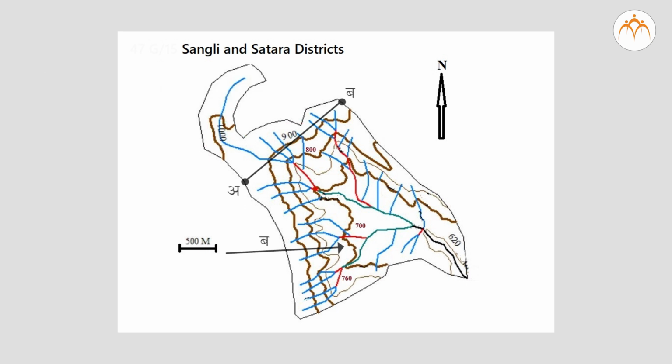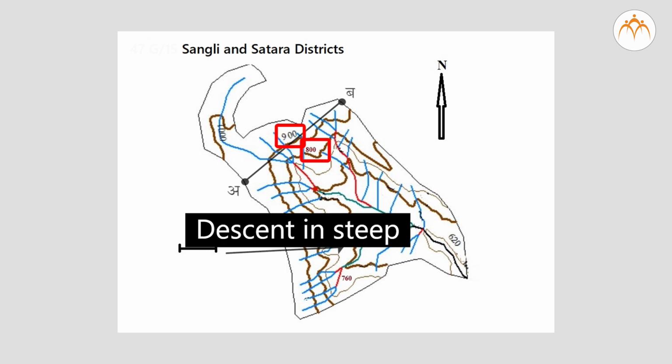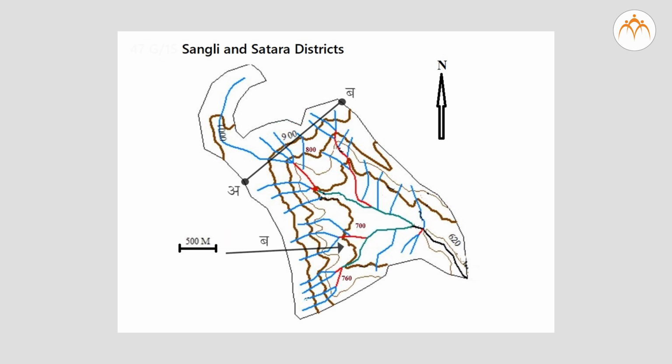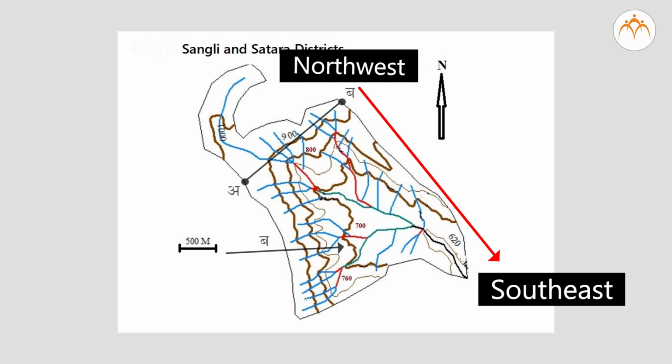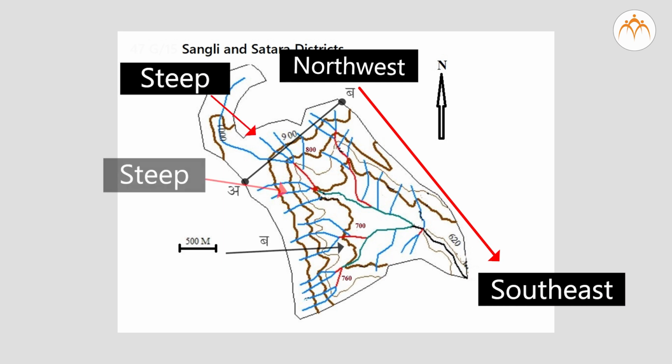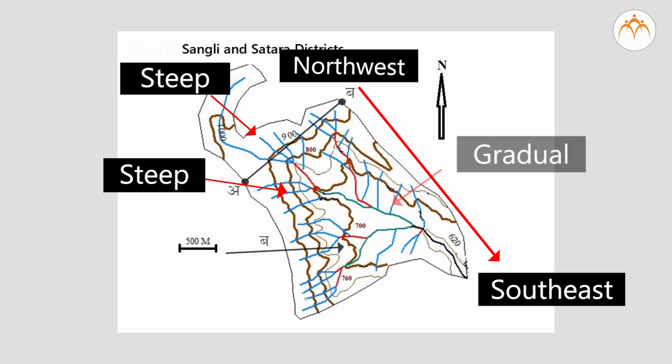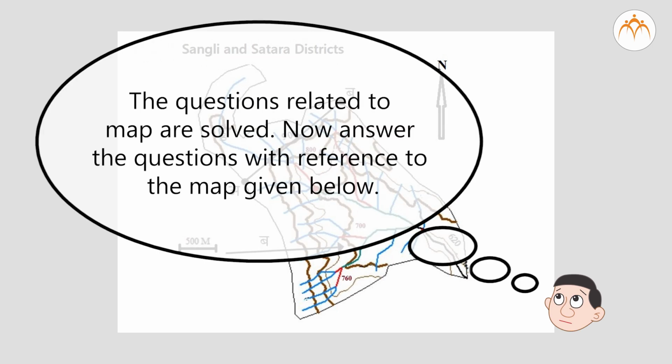Whereas, the contour lines showing heights of 900 meters and 800 meters are close to each other, showing that the descent is steep. So, one can observe that the descent is gradual from northwest to southeast direction. Thereafter, it becomes steep and again becomes gradual as there is a considerable distance between the contour lines. So, the questions related to the map are solved.